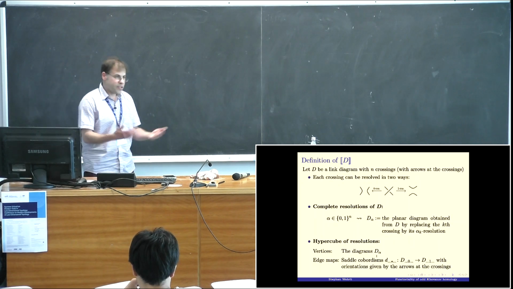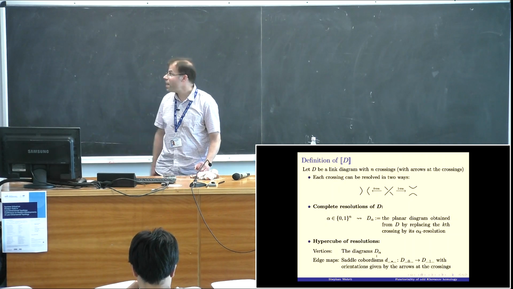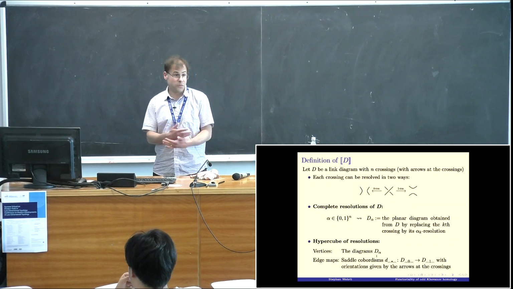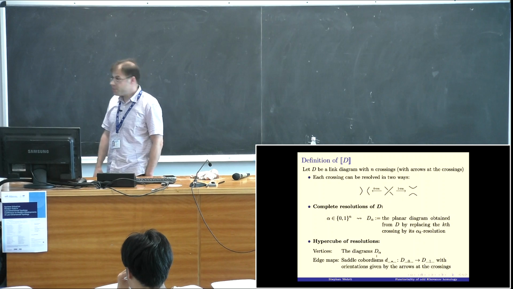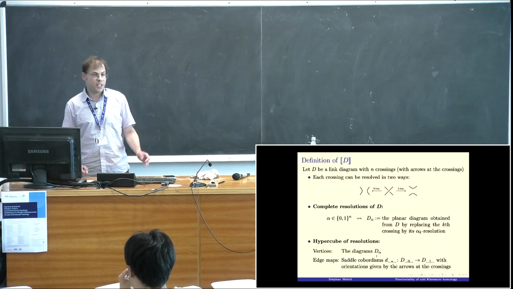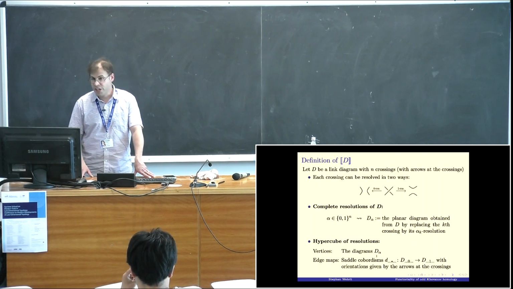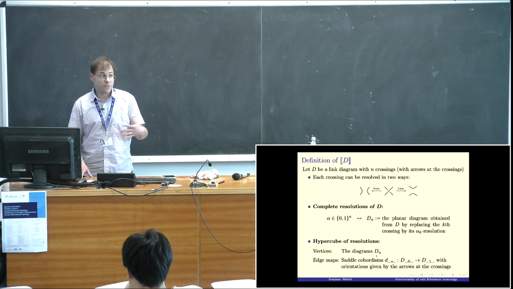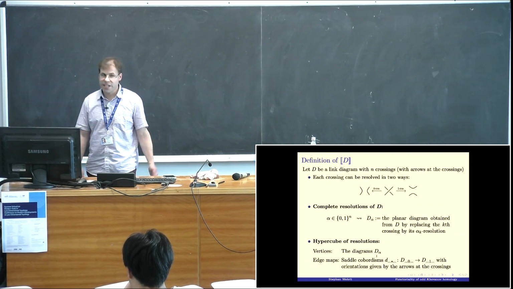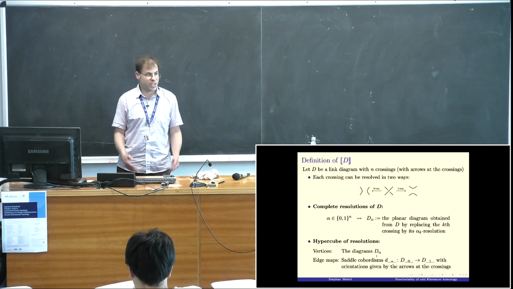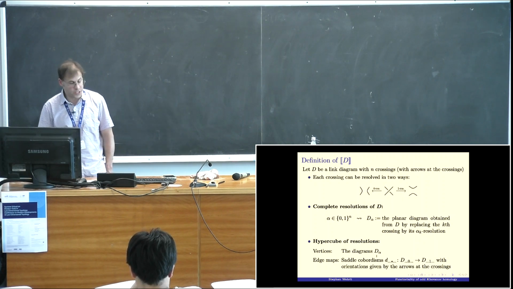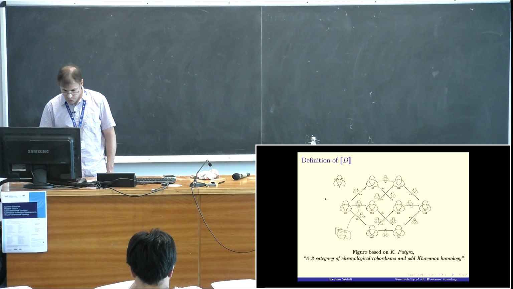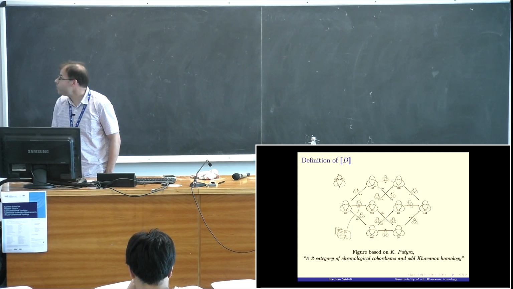So start with some link diagram. You choose these arrows at the crossings, and then you can, of course, replace each crossing by one of its resolutions. So you can form a resolution cube as usual. And then you can assign a saddle cobordism to each edge. But now, because we have these arrows at the crossings, we can orient these saddle cobordisms, so we can think of them as actual chronological cobordisms, or as morphisms in Putyra's category. So if we do this for this diagram of the trefoil, we get this resolution cube.